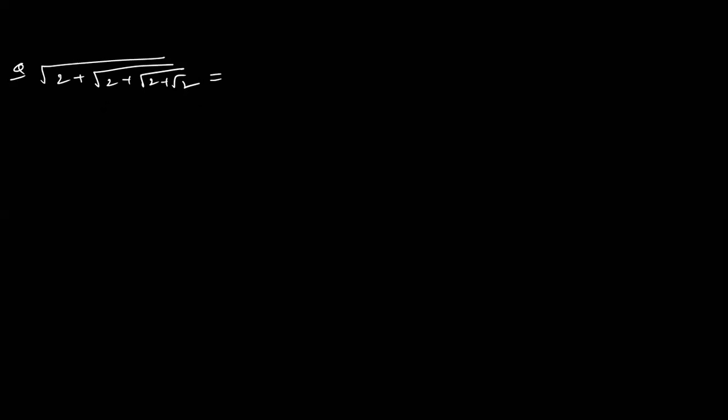So here, n represents the number of square roots. So what is the answer here? How many square roots are there? 4. What is the formula? 2 times cos of pi by 2 power 4 plus 1, dear students. So that is 2 times cos of pi by 32. Leave it.